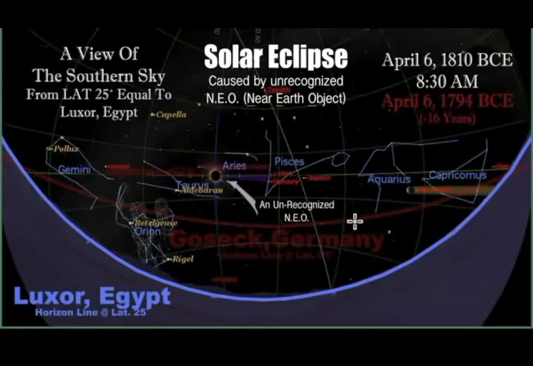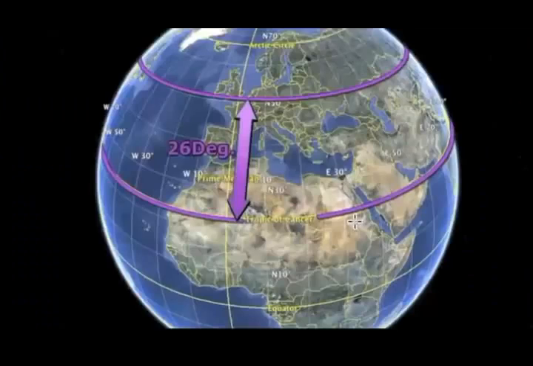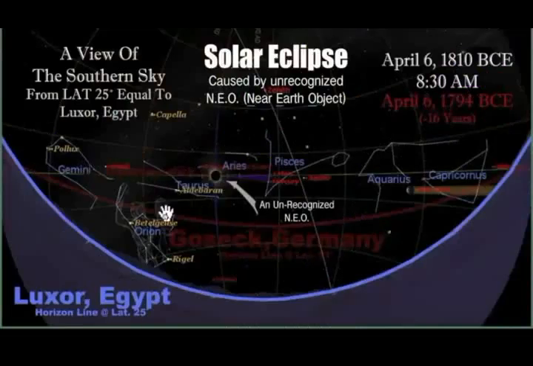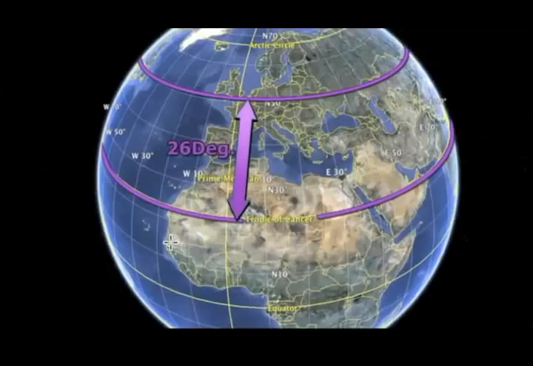And right here, this is Germany, the latitude of Germany. For Germany to see this constellation right here, Orion, you see this red line across the top? That's the latitude of Germany. That's all that they can see. They can't see this constellation. Not until you get to Luxor, Egypt, you can see it. Which means Earth tilted 26 degrees.